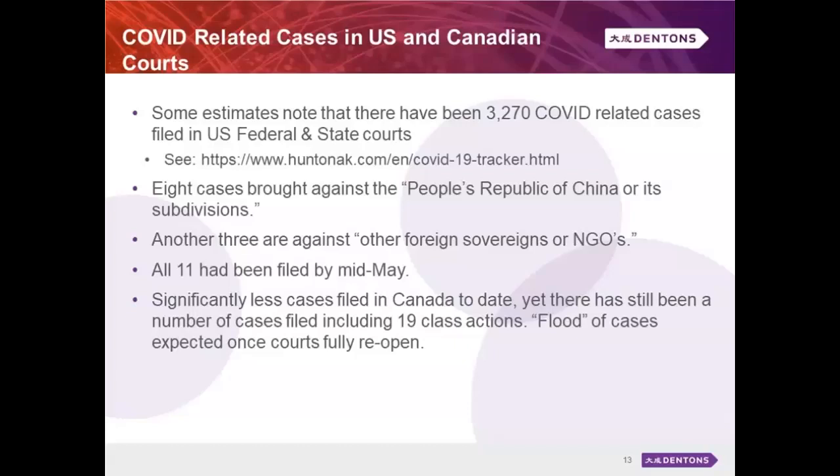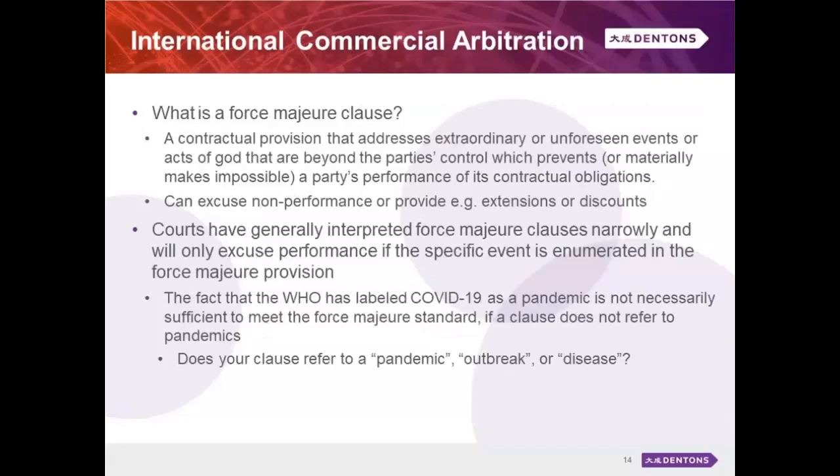We would expect to see these numbers balloon even further because, as many of us know, courts have been shut down in response to the pandemic. As courts ease those restrictions and open themselves back up to both essential and non-essential court filings, we would expect that the number of cases will rise even further.